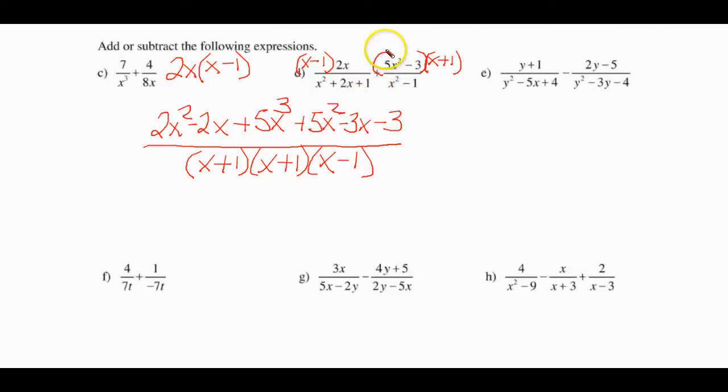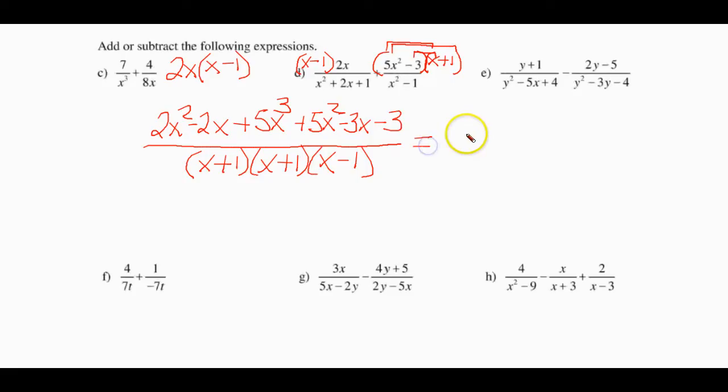I'm going to FOIL this. My first gives me a positive 5x to the third. My outers give me a positive 5x squared. My inners, a negative 3x, and my last, a negative 2. So all over my common denominator.